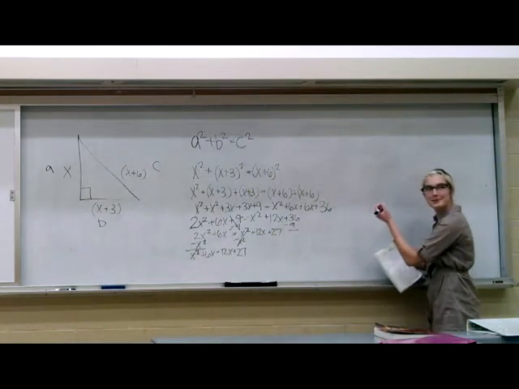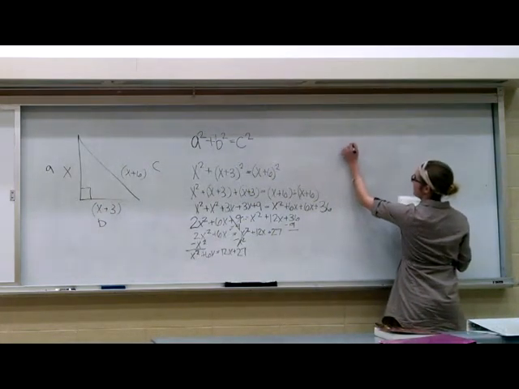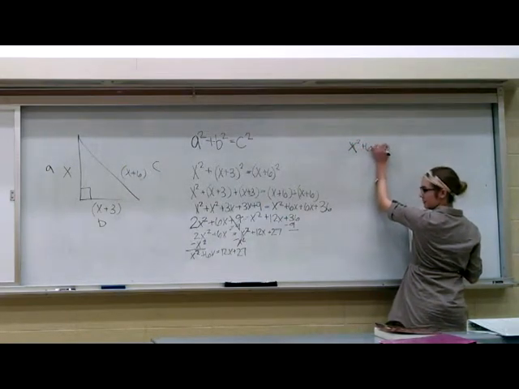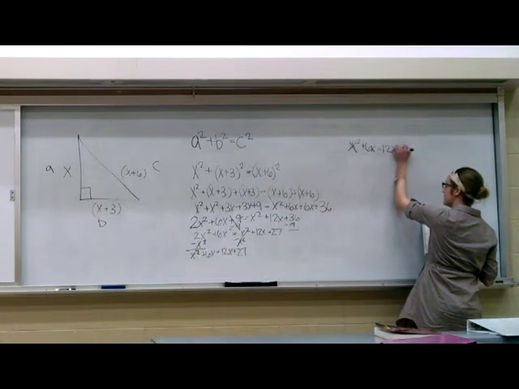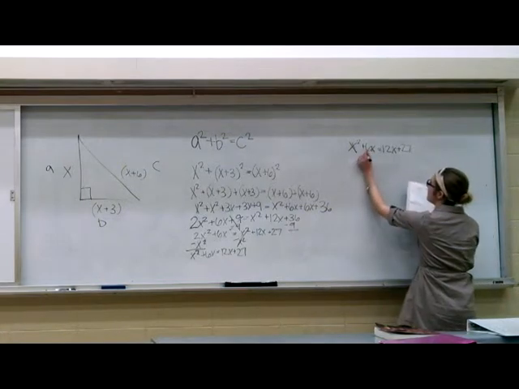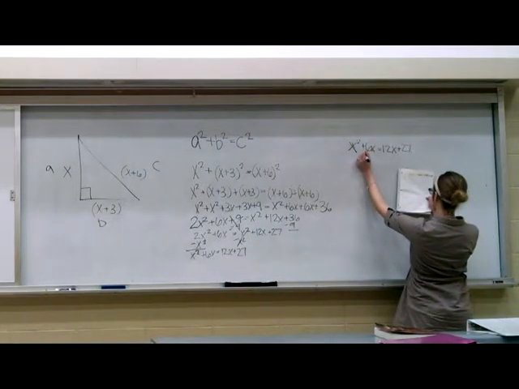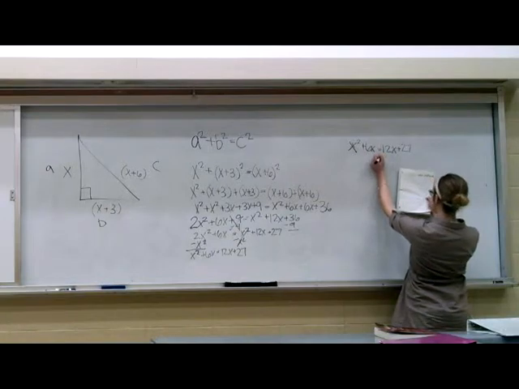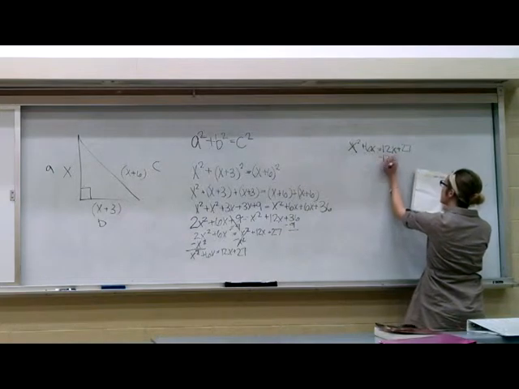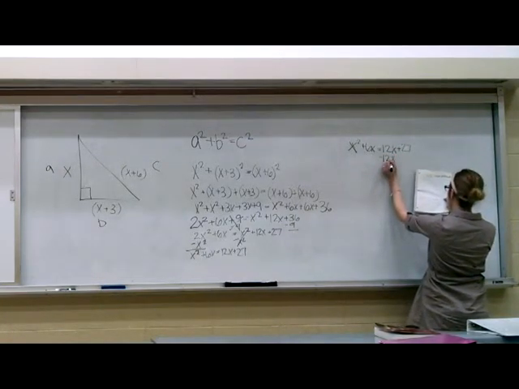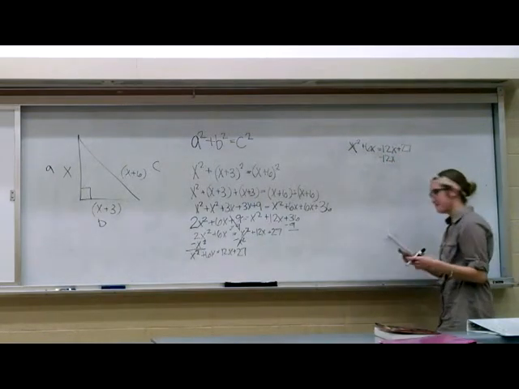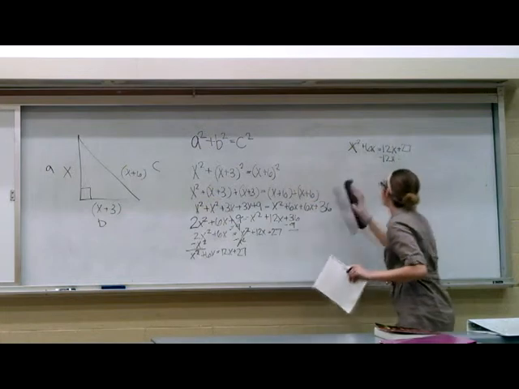If I jump over here, can you still see me? Yep, okay. So we've got x squared plus 6x equals 12x plus 27. So then we're going to minus 12x. I'm switching my steps a little bit. Hang on a second.